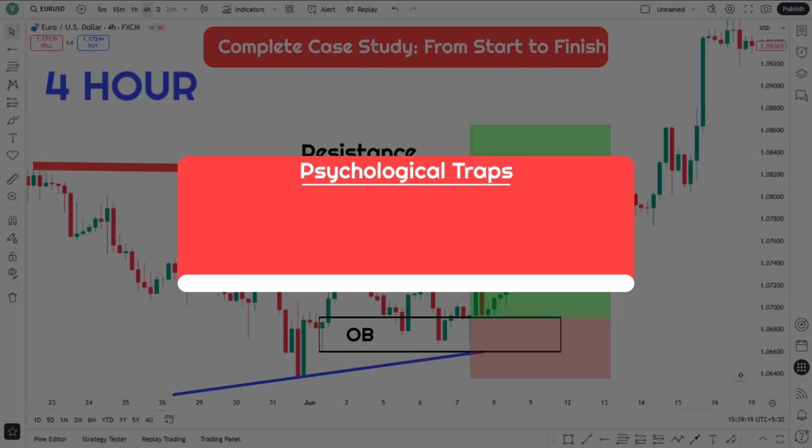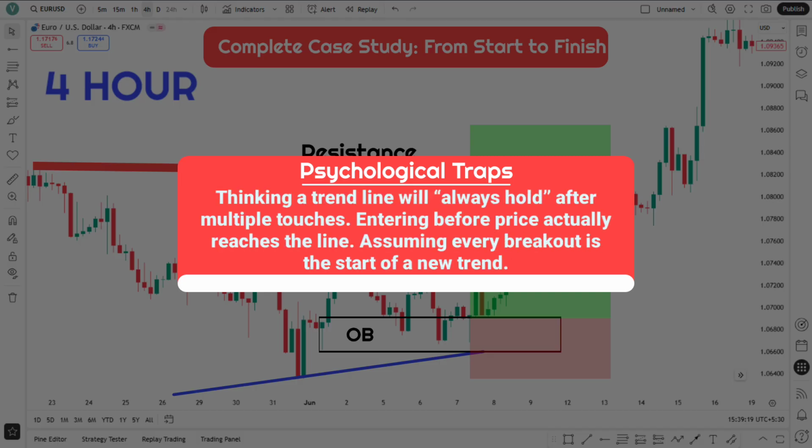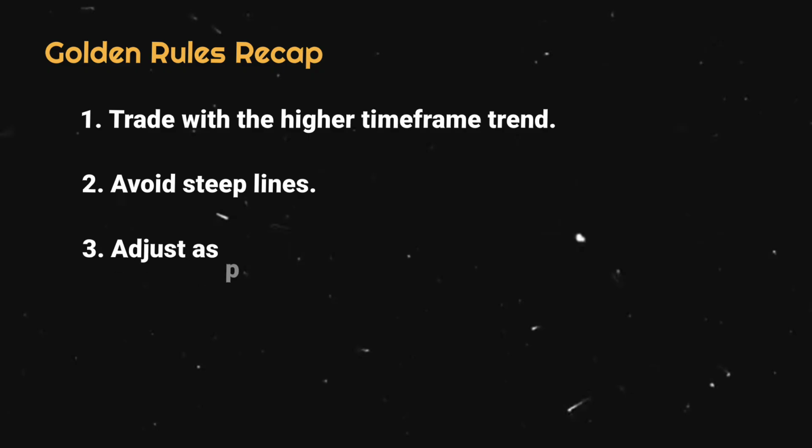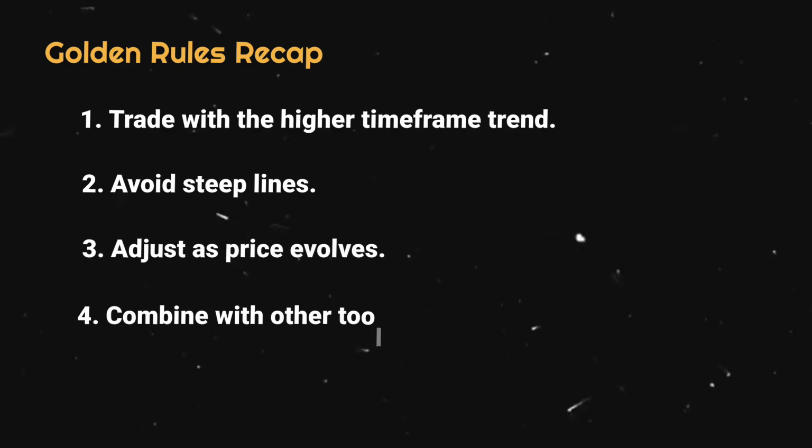Psychological traps. Thinking a trend line will always hold after multiple touches. Entering before price actually reaches the line. Assuming every breakout is the start of a new trend. Golden rules. Recap. Trade with the higher time frame trend. Avoid steep lines. Adjust as price evolves. Combine with other tools for confirmation.